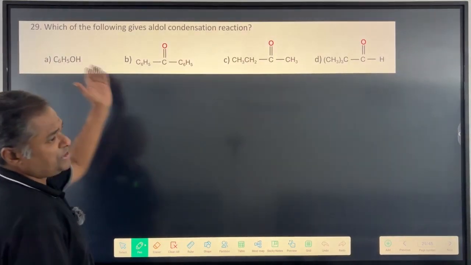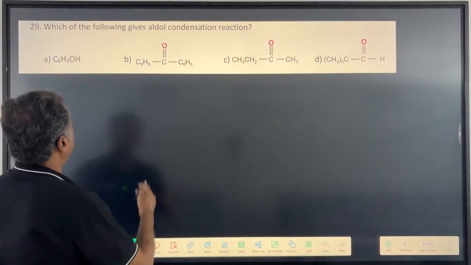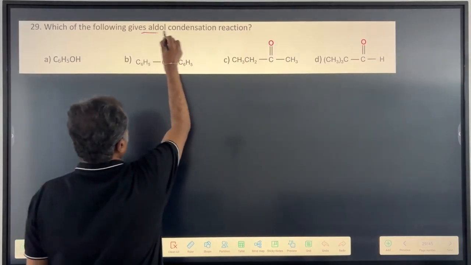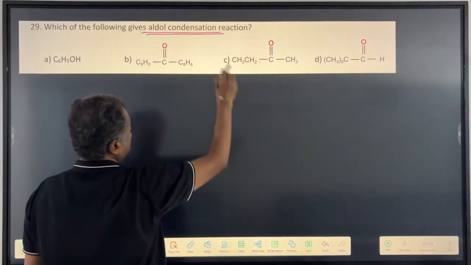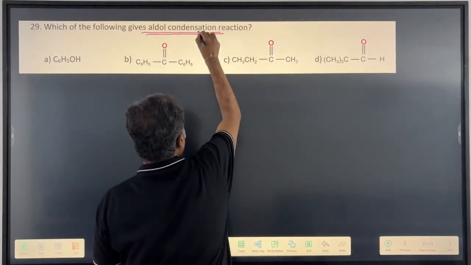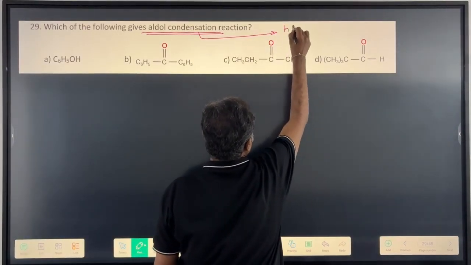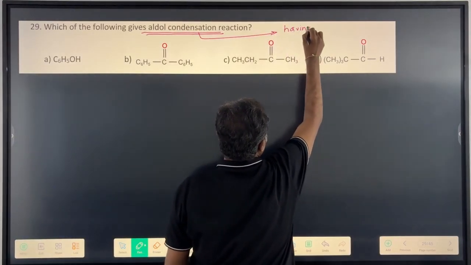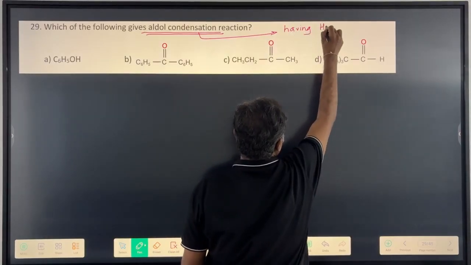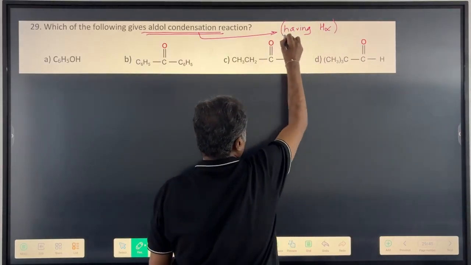Now, question number 29 is a very straightforward question: which of the following compounds will give aldol condensation? You should know aldol condensation is shown by compounds having alpha hydrogen. Of course, aldehydes and ketones having alpha hydrogen.